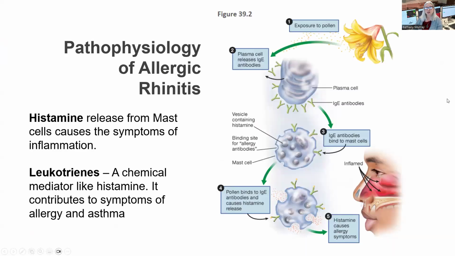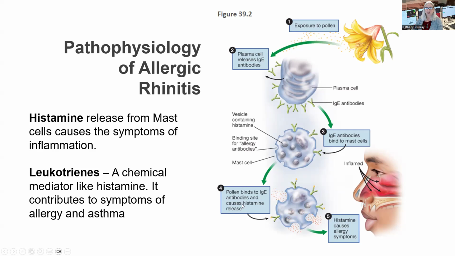What is the pathophysiology, or what's happening here? If you look at the top of the illustration, we're using pollen from a flower as an example. Pollen is released into the air. This pollen then is inhaled into the nasal passages. Cells in the bloodstream will release IgE antibodies in response to this antigen of pollen. The IgE antibodies then come down and bind to mast cells in the nasal mucosal lining. These mast cells then will release histamine.